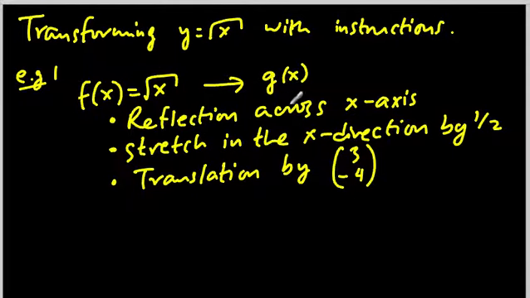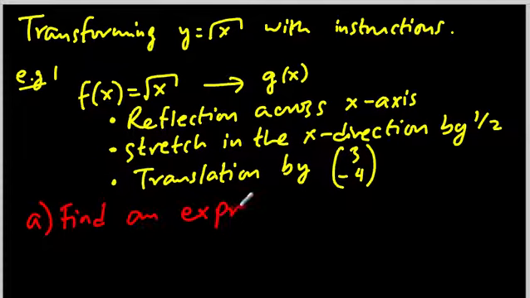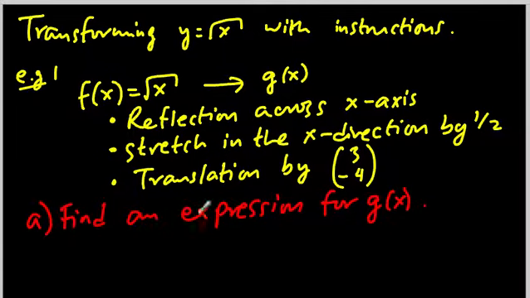Like you haven't deciphered anything. I've just told you it's gone from f to g, and how has it gone through? It's gone through these 3 transformations right here. So let's ask you the question. Question A is find an expression for g of x.